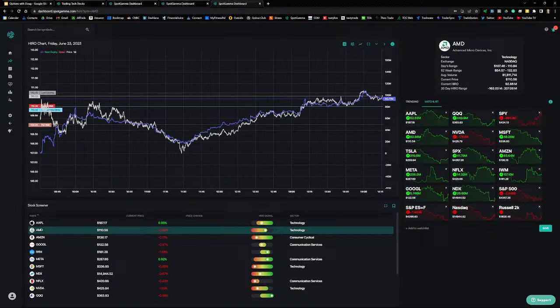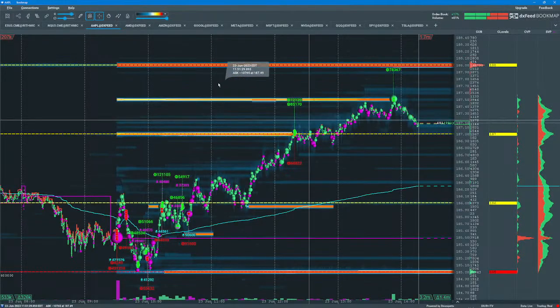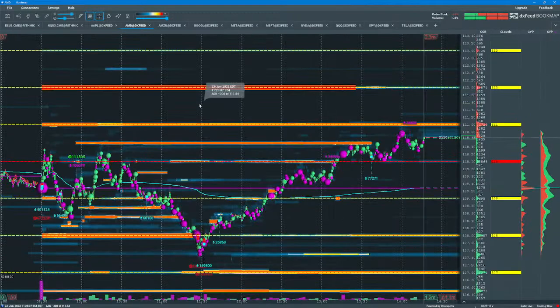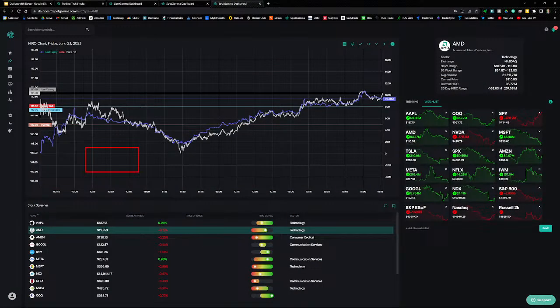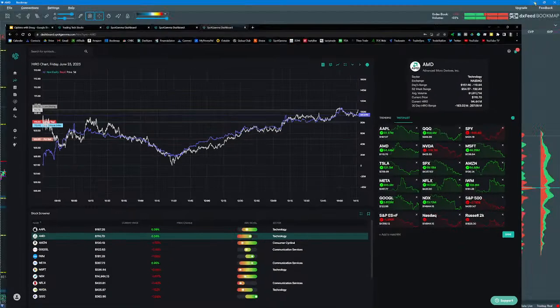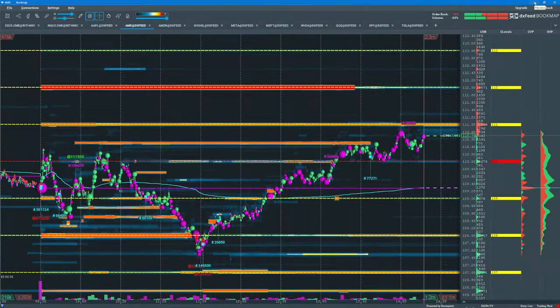All right, let's take a look at HIRO for AMD. I mean Bookmap, I'm sorry. Bookmap, AMD. So here's the reversal lower at the 110 level. Let's go back and take a look at HIRO. All right, so we know that 110 is the hedge wall, the key gamma strike, 109 the put wall, so AMD did trade lower. And is now trading above the put wall and the key gamma strike.